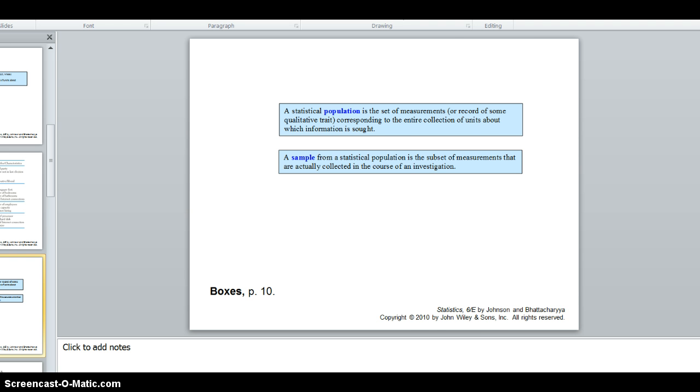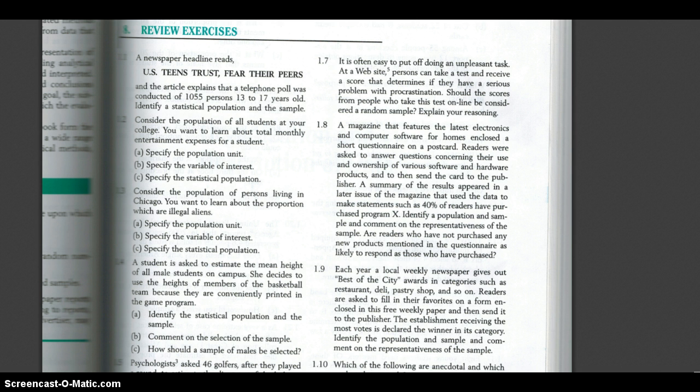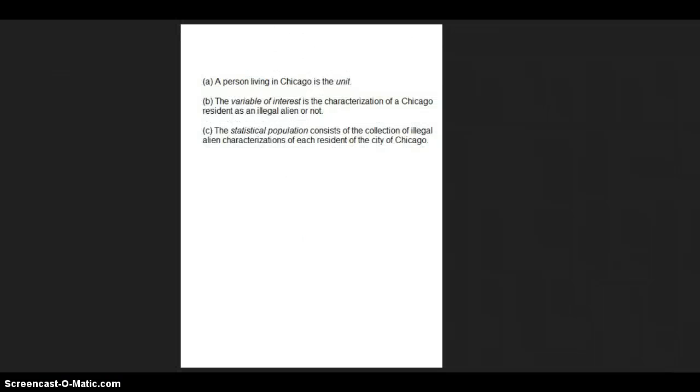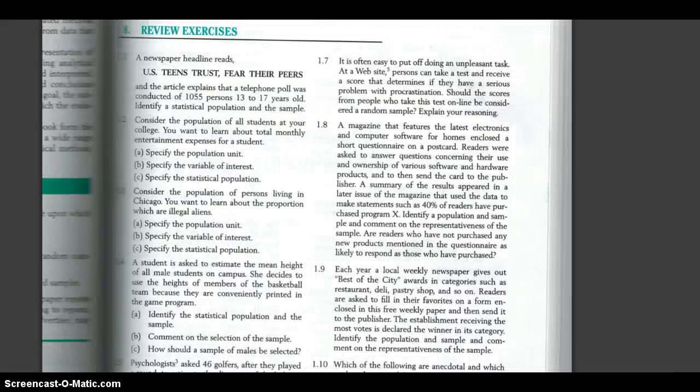So in this case, the population unit will be each single person living in Chicago. So a person living in Chicago is the population unit. And the variable of interest is the goal of your survey, why you're doing the survey. So we want to learn about the proportion which are illegal aliens. So if you just want to write down the variable of interest is the proportion which are illegal aliens, that would be okay.